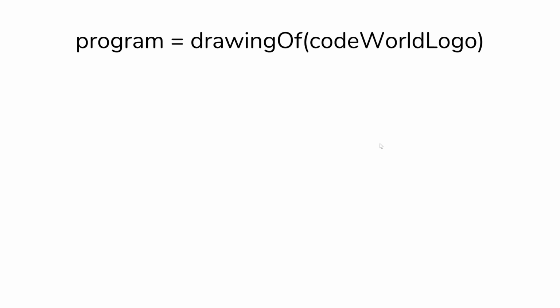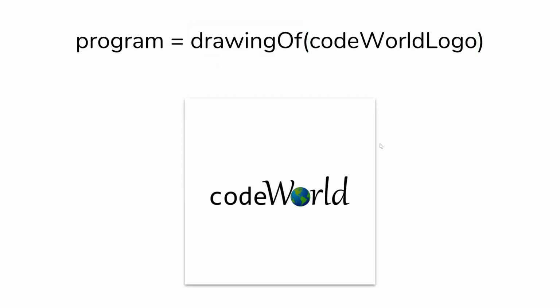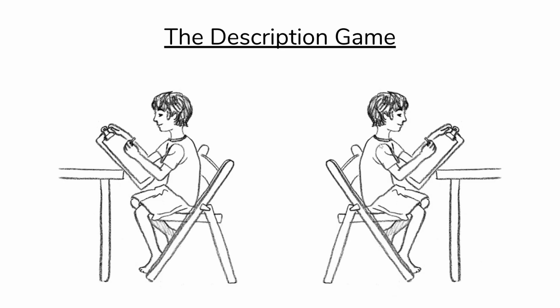Now let's take a step back and review what we did. We wrote this program, which reads almost like an English sentence. My program is a drawing of the CodeWorld logo. And indeed, that's what we got. So even though this is code, you can read it almost like it's English. What we'll do next is play a game that will help you understand the challenges of describing computer programs in code. For this game, you'll need a partner.